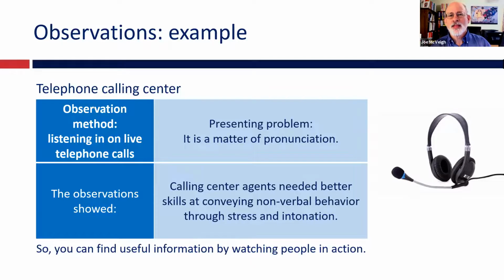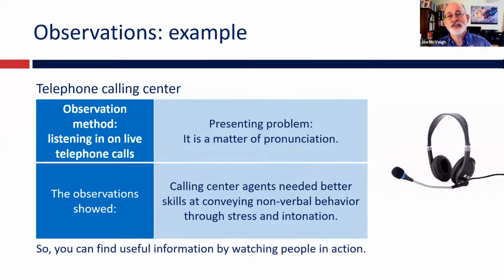Now remember that the presenting problem, what we were told going in for the needs assessment, was that the problem was a matter of pronunciation. But by listening carefully to those calls, and especially by seeing where the communication broke down or was not successful, the observation showed that, yes, again, pronunciation was an issue, but there was something else. And one of those issues was that call center agents needed to have better skills at conveying nonverbal behavior through stress and intonation.